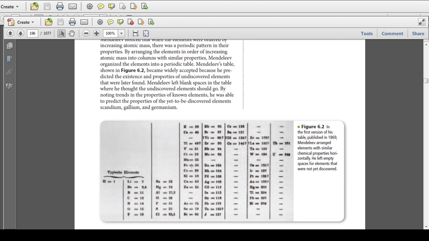If you look at this table over here, you can see that he's leaving these blanks as he goes. And again, after them, you have these dashes. And again, that's the blanks to which he was referring.